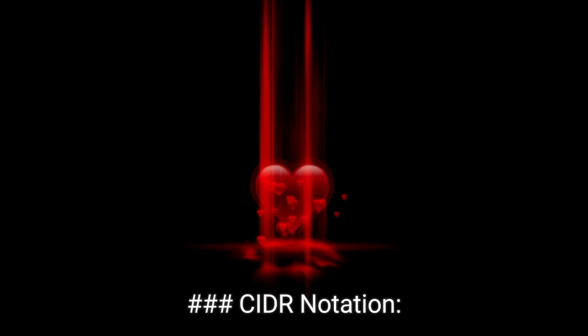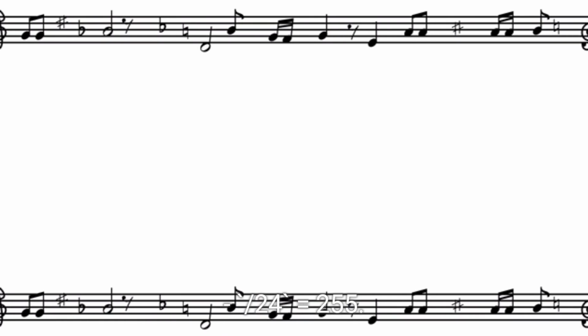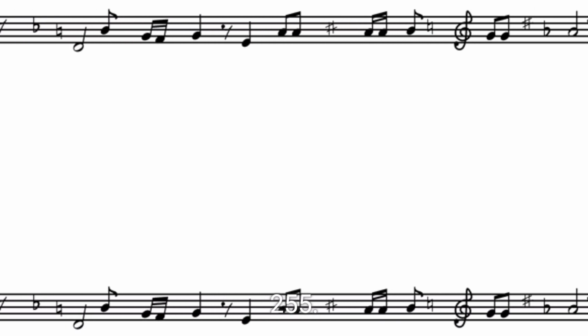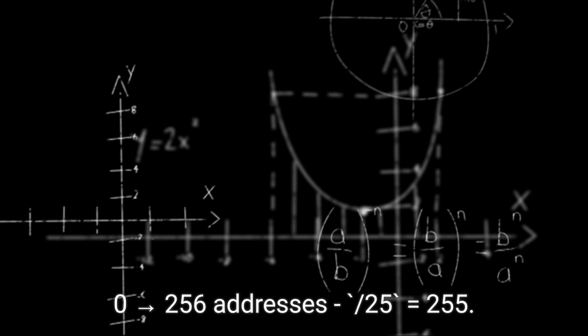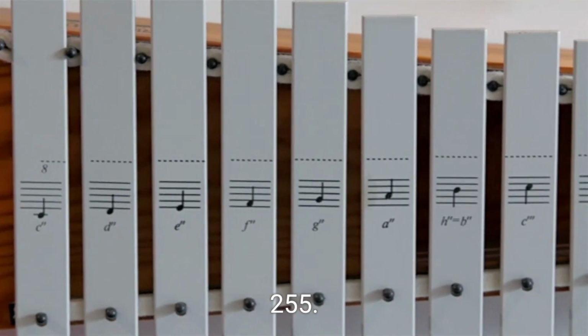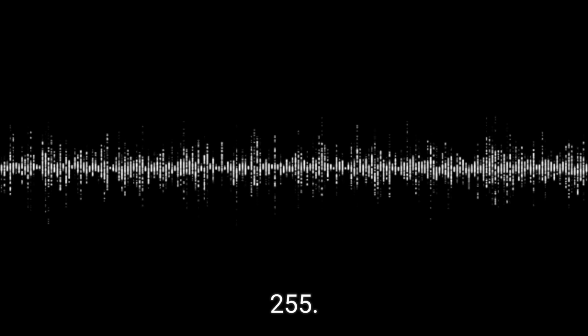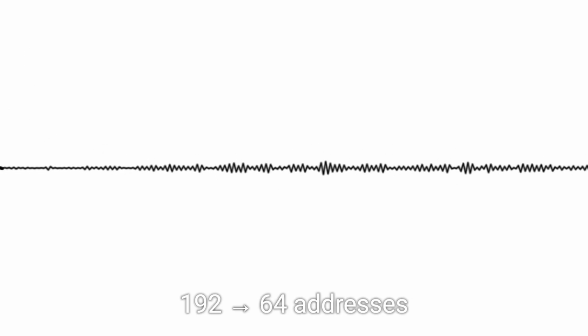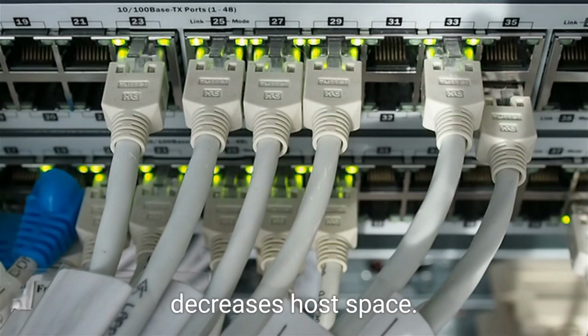Next, CIDR notation, the shortcut. Instead of writing 255.255.255.192, we say /26. /24 is 255.255.255.0, 256 addresses. /25 is 255.255.255.128, 128 addresses. /26 is 255.255.255.192, 64 addresses. Every step increases the network bits and decreases host space.